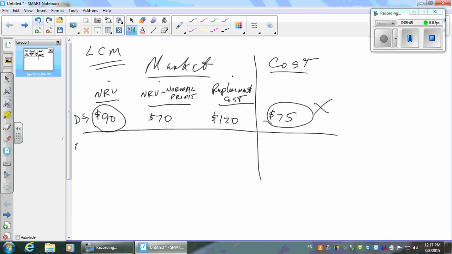E. What would you do, guys? Same thing. Estimated selling price is 110. What's the normal profit?